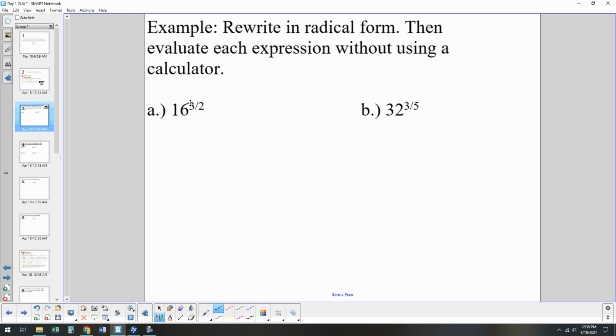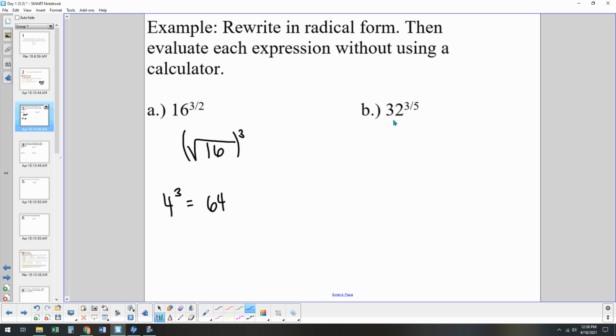So 16 to the 3/2. So I'm going to focus on the root first. So that means it's the second root of 16, or the square root of 16, and it's to the third power. So this is radical form. And now I'm going to evaluate it. So the square root of 16 is 4, and 4 to the third power is 64.